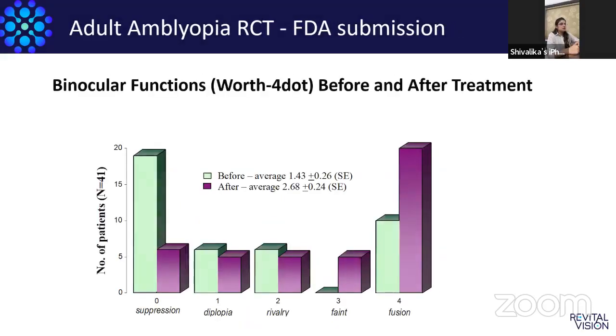Similarly, for the Worth 4 Dot test before and after treatment, you can see the blue bar telling that most of the patients before the treatment were towards suppression on the Worth 4 Dot test, whereas post the treatment, on average, most of them shifted towards fusion, which can be seen in the purple pink bar.